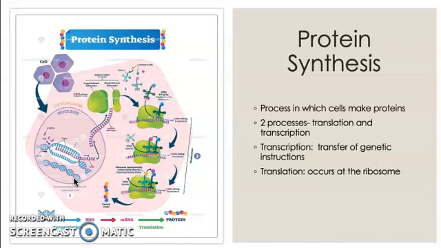Transcription transfers genetic instructions in DNA to mRNA in the nucleus, and translation occurs at the ribosome, and it consists of rRNA and proteins.